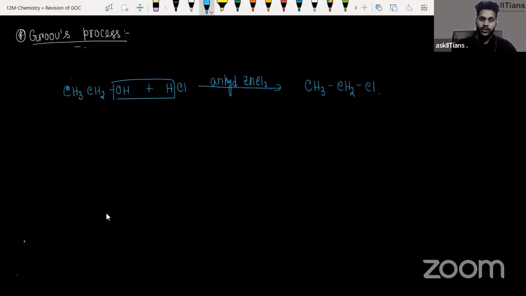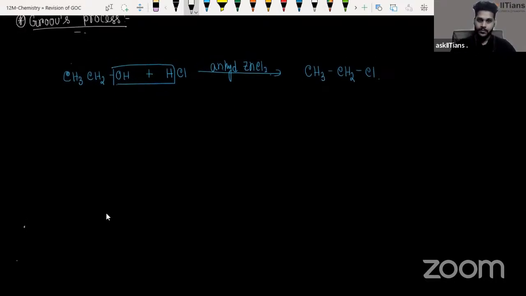Now, there's actually a lot to learn about this reaction. First of all, what is the reason behind this anhydrous ZnCl2? I guess you know the answer, right, Shini? It acts as a Lewis acid, I guess. Yes. So why anhydrous ZnCl2? It acts like a Lewis acid.